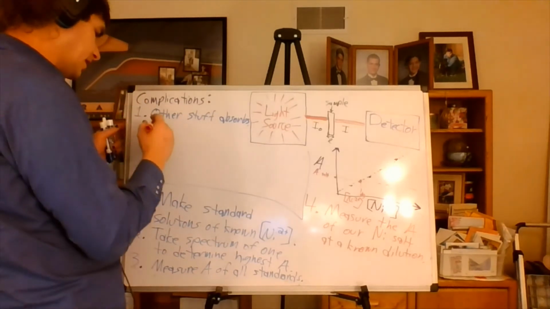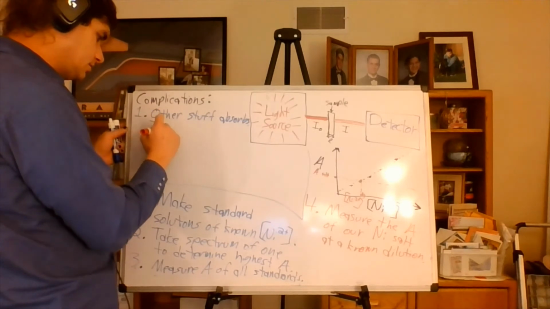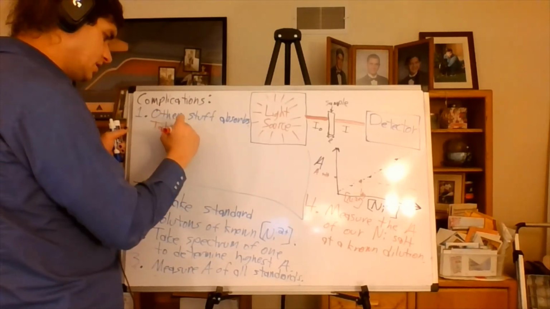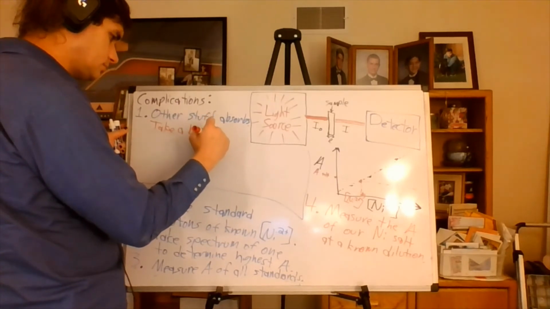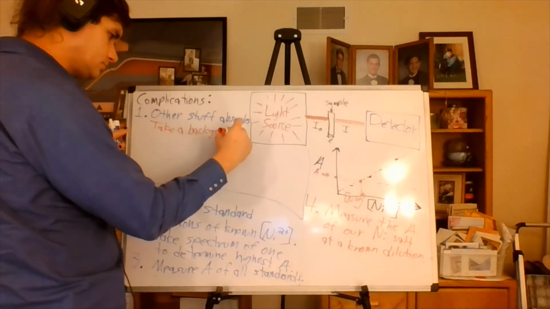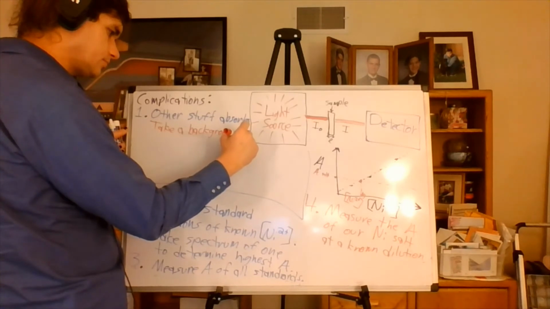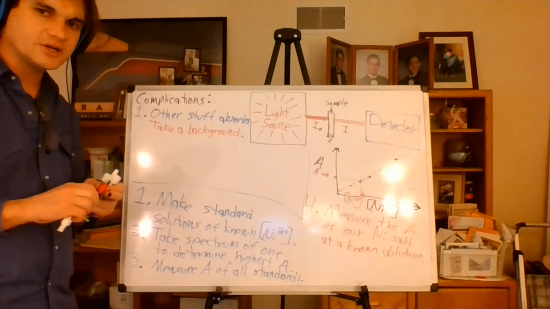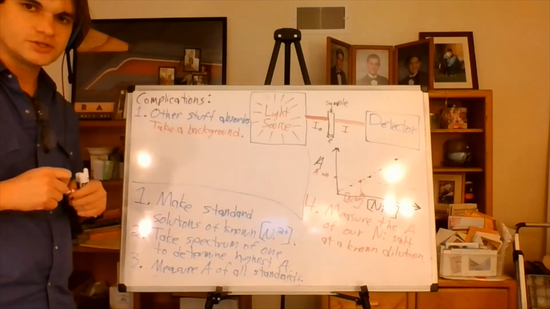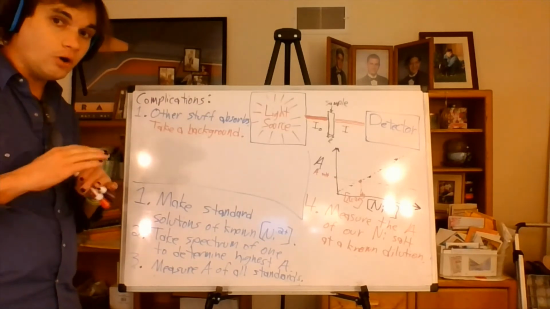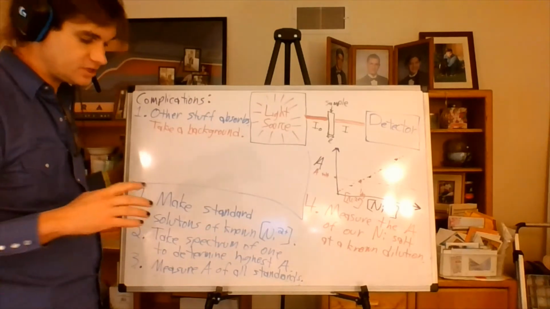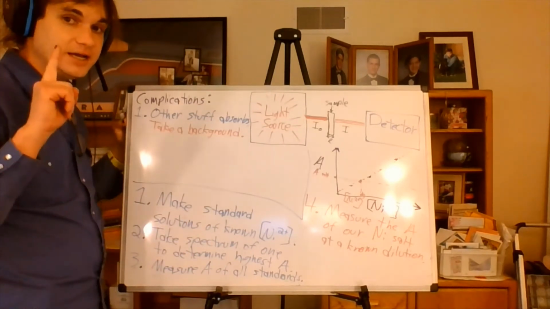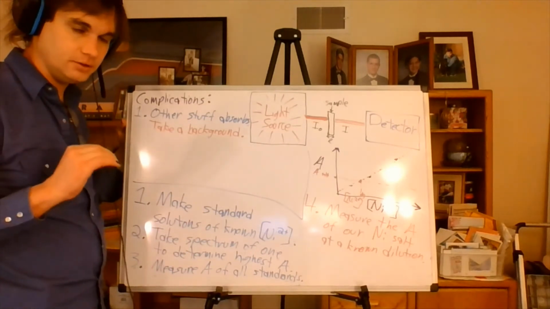So what we do for that is we take a background. That is, we measure the absorbance of a solution that has all of the same stuff in it that our test solution does and all the same stuff in it that our calibration solution does, except it doesn't have any nickel.